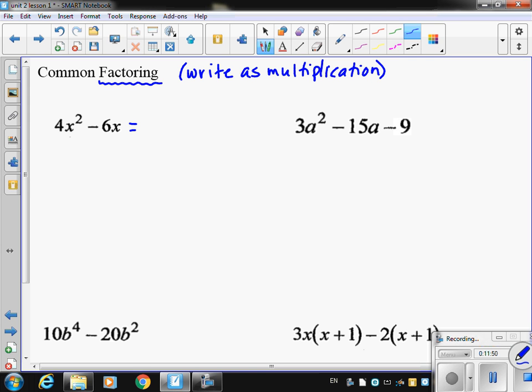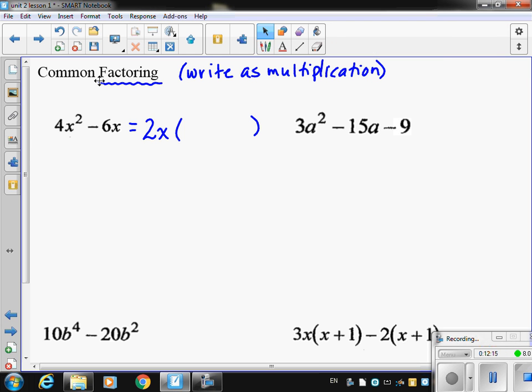What number goes into 4 and into 6? That would be the number 2. What letter goes into x squared and into x? That would be x. So 2x would divide nicely into both 4x squared and 6x. That is my greatest common factor.